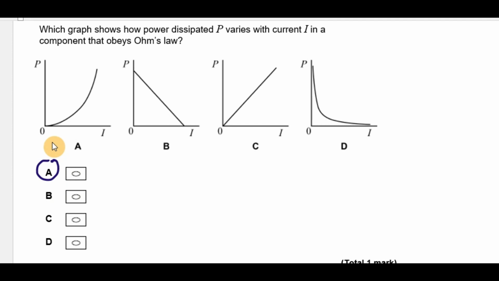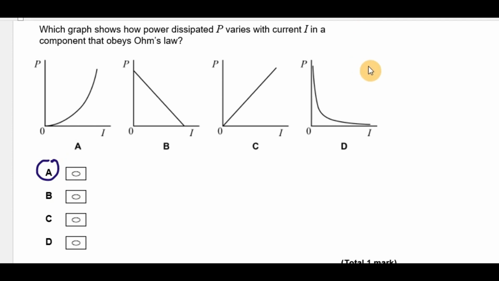So, the question is, which graph shows how power dissipated, P, varies with current I in a component that obeys Ohm's law? So I'm going to explain this one. Firstly, how to find the answer, and then secondly, why another answer is incorrect.